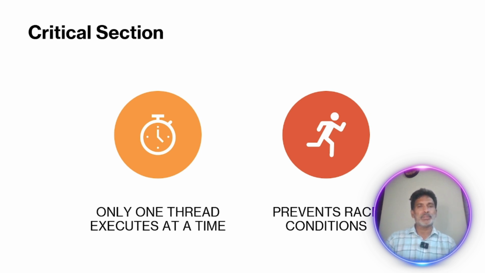When a thread enters into the critical section, it gets exclusive access to that block of code. So no other thread can enter the same section simultaneously. Other threads are forced to wait or blocked until the current thread exits. So this ensures that data updates happen safely and correctly, shared resources are not corrupted, and the program results remain consistent and predictable.